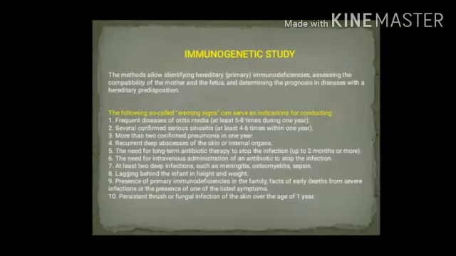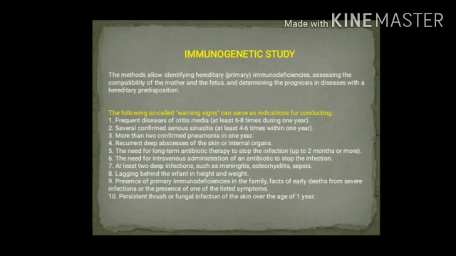Immunogenetic study. The method allows identifying hereditary primary immunodeficiencies, the compatibility of the mother and the fetus, and determining the prognosis in diseases with a hereditary predisposition. The following so-called warning signs can serve as indications for conducting it.